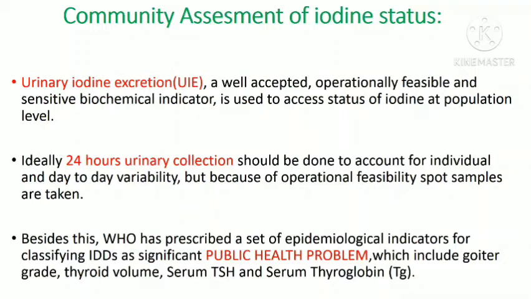Besides this, WHO has prescribed a set of epidemiological indicators for classifying iodine deficiency disorders as significant public health problems, which include goiter grade, thyroid volume, serum TSH level, and serum thyroglobulin levels.